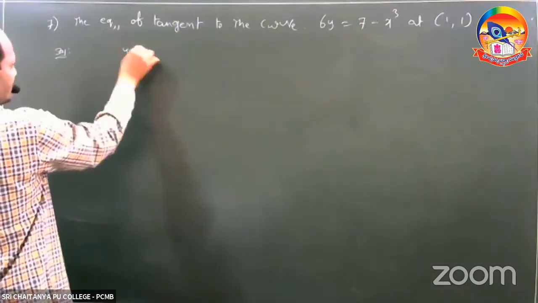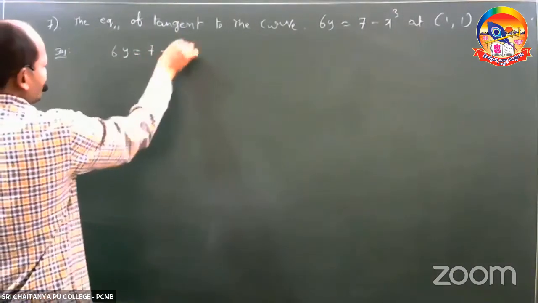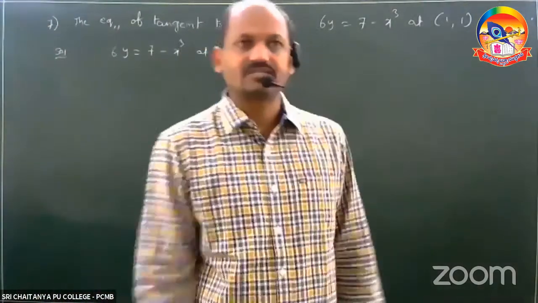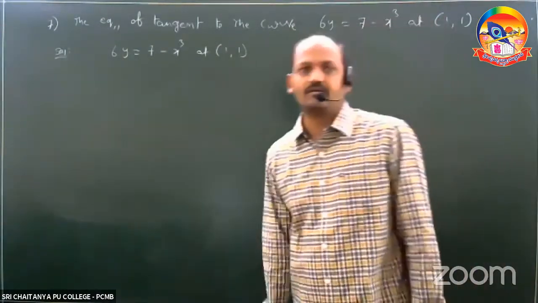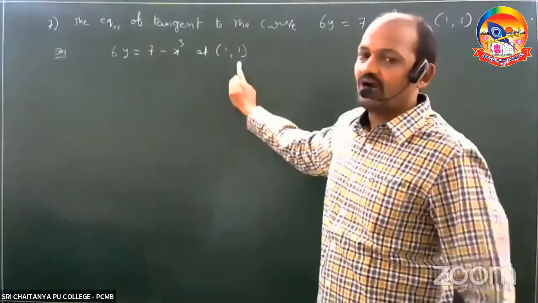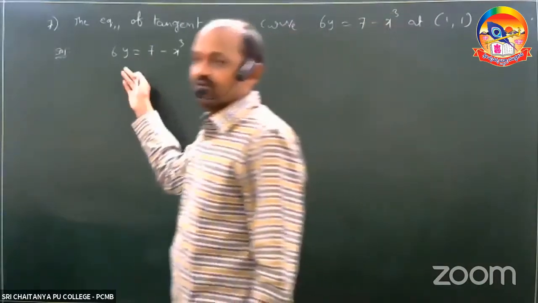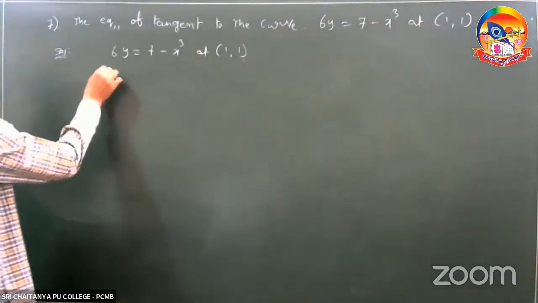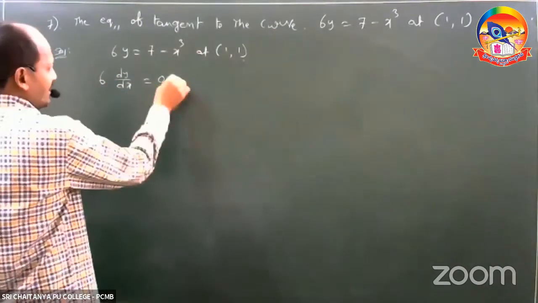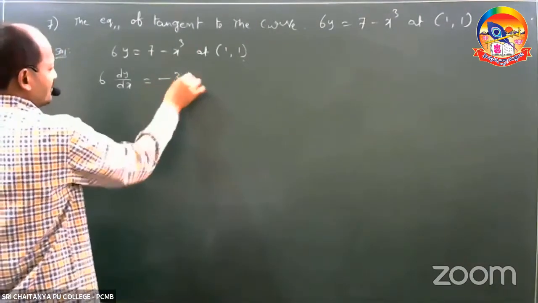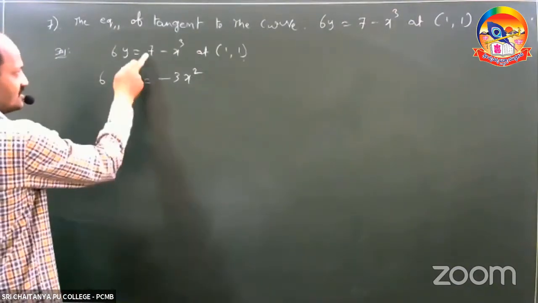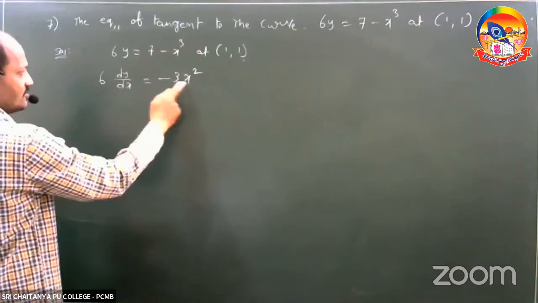So here the given curve is 6y is equal to 7 minus x cube. How to find the equation of the tangent? y minus y1 is equal to m into x minus x1. Already x1, y1 is given, that is 1 comma 1. How to find m? Derivative of the given curve. So 6 into dy by dx is equal to derivative of 7 which is 0, minus 3x square. The derivative of x cube is 3x square.